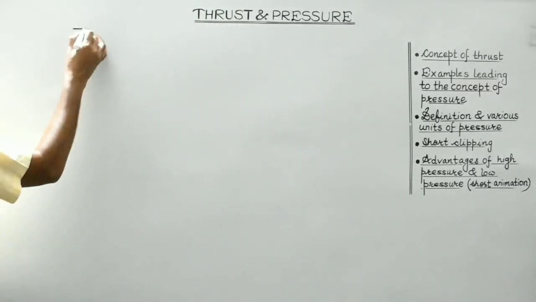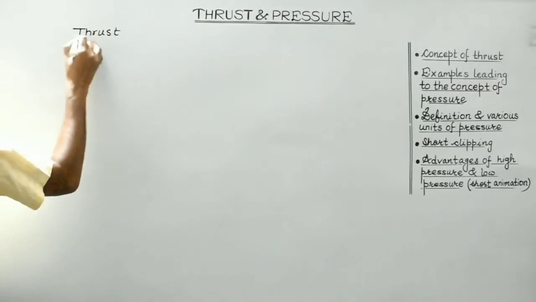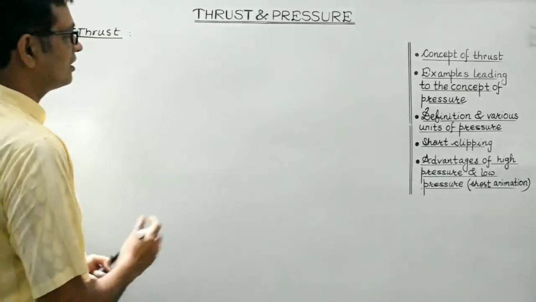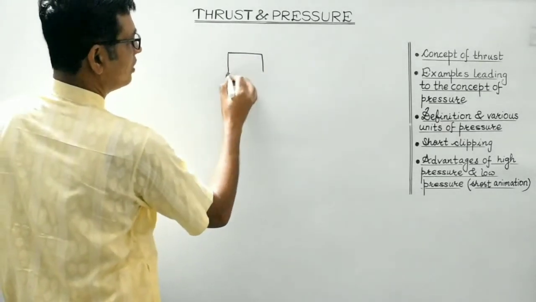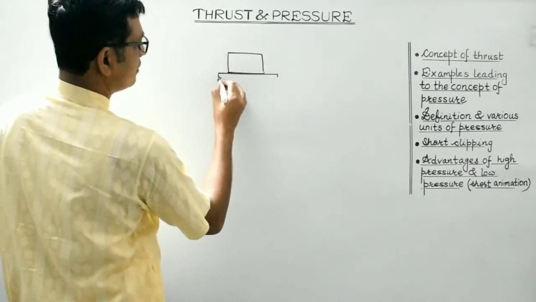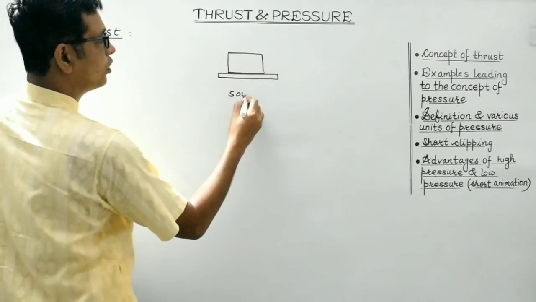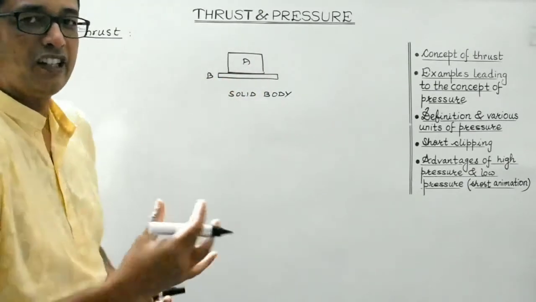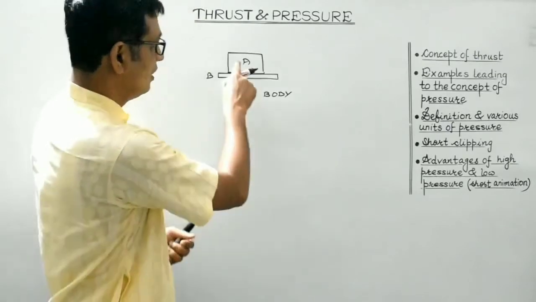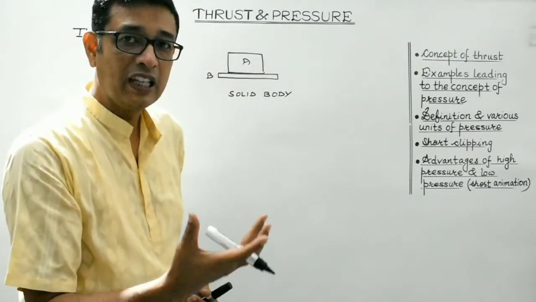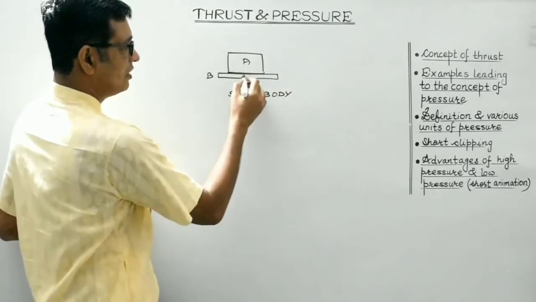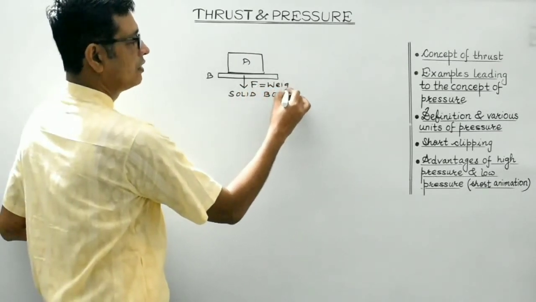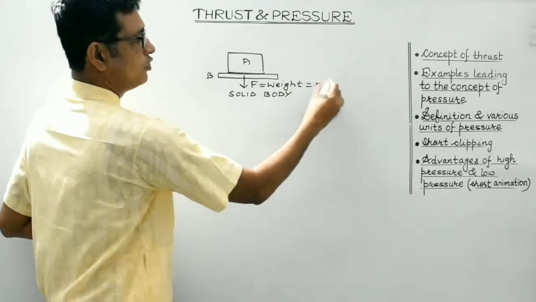So let's discuss thrust. And again, before going to the definition directly, we must try to first understand the concept, isn't it? Let us consider this to be a body, students. This is a body, and it is kept on a surface. This is a solid body. It is a solid body A, and it is kept on a tabletop or any other surface B. Obviously, students, body A will exert a force equal to its weight on body B, right? And this force is known as the weight, which we are aware of. It is equal to M into G.